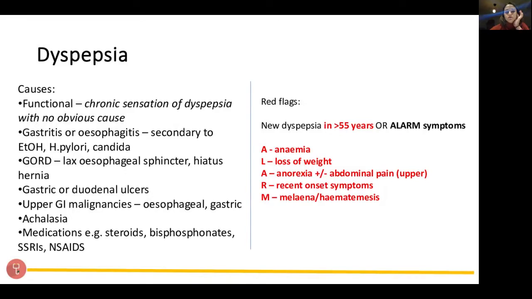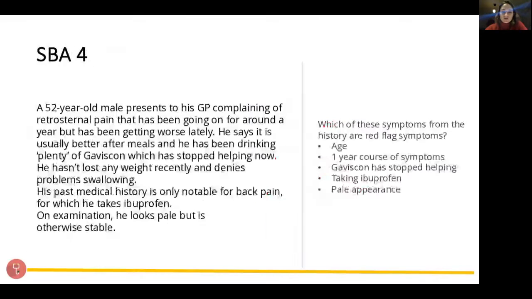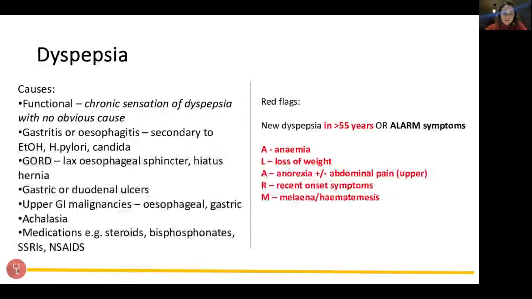So dyspepsia is a general term which can describe sensations of, for example, indigestion, abdominal pain after eating. It can be quite non-specific. But if you have any of these symptoms, like anemia, weight loss, anorexia plus or minus abdominal pain, a recent onset of symptoms. So in the question, I asked you whether the 1 year course of symptoms was concerning, but actually if it's more of a recent onset, it's more concerning.